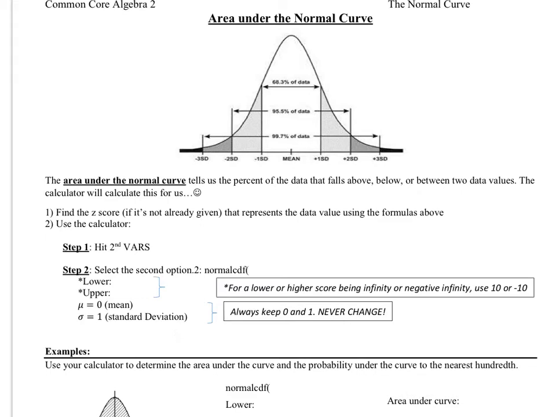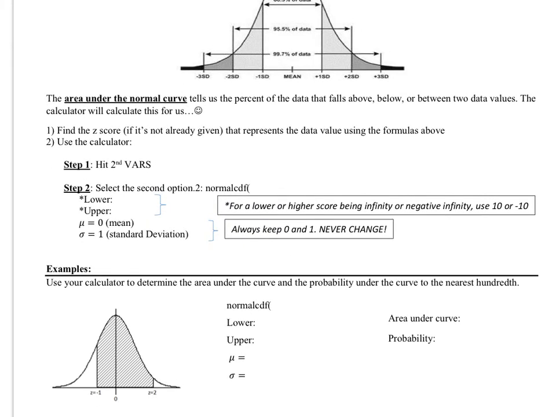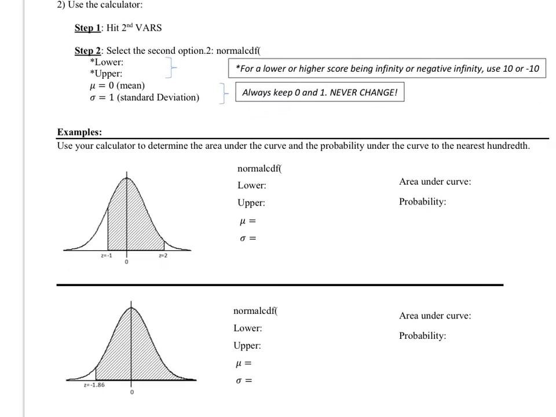So to find our area under the curve, we use what's called a normal CDF. It's under the second option: you hit second, then vars, and then choose option 2, normal CDF, and you have 4 things you have to fill in. If you don't have those 4 things, you have a different kind of calculator. Between each one of these things, you put a comma. Okay? So here we are.